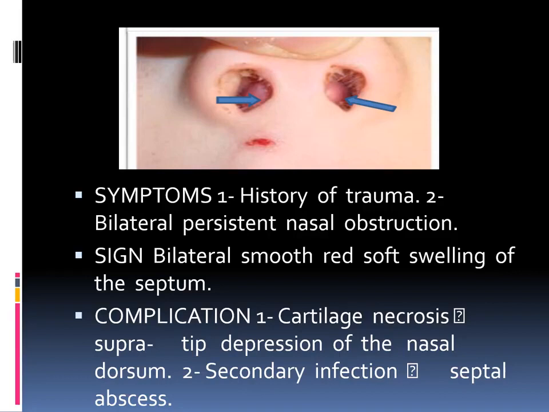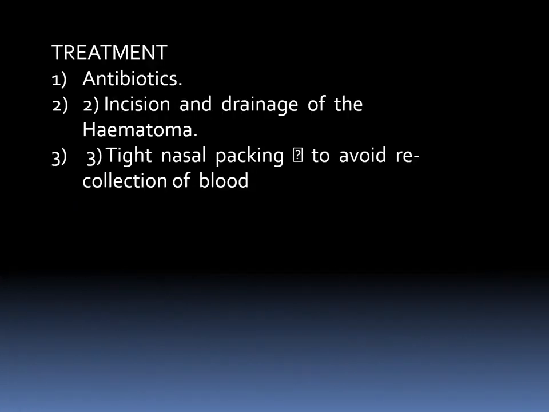What's the complication of leaving a septal hematoma? Cartilage necrosis of the nasal septum will happen, causing supratip depression, because the septum is the support of the nose, or secondary infection causing septal abscess. For treatment, give the patient antibiotics, incision and drainage of the hematoma, and tight nasal packing to avoid recollection of blood.